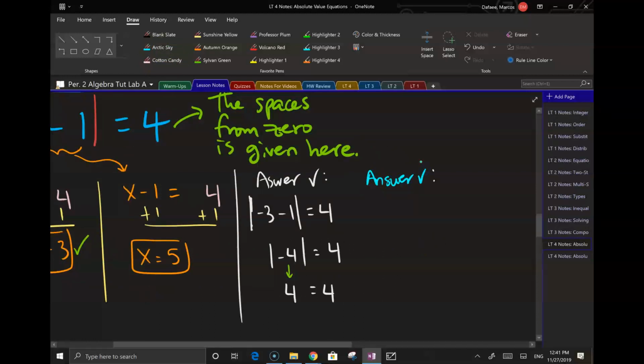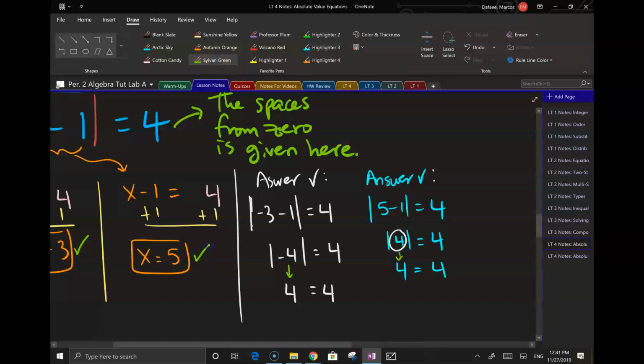Answer check. So this will be absolute value of 5 minus 1. That's going to be absolute value of 4. And again, the absolute value of 4 is asking how far is this number from 0? The answer to that is positive 4 spaces. So we get this, and as you can see, it works out beautifully.